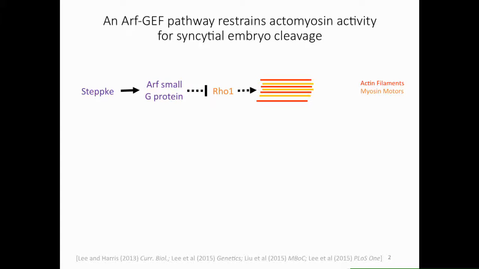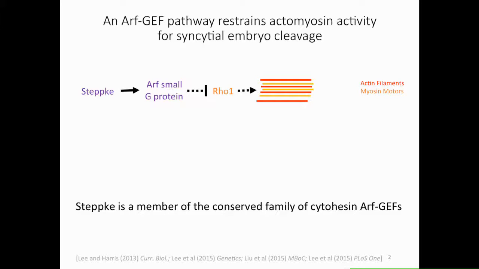So in our lab, we're interested in studying actomyosin networks. The formation of these actomyosin networks is important for driving various forms of morphogenesis. However, in our lab, we're interested in studying genetic mechanisms that are important for holding back and antagonizing these actomyosin networks. We became interested in this when a previous PhD student by the name of Hoon was studying the Arf-GEF Stepkey, and he found that Stepkey actually antagonizes actomyosin networks.